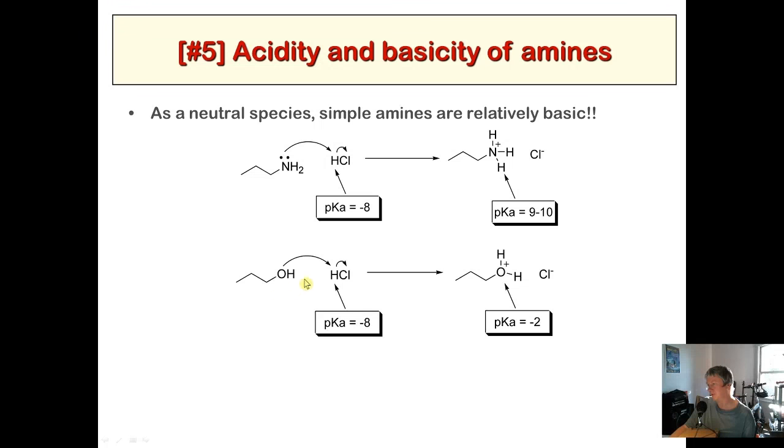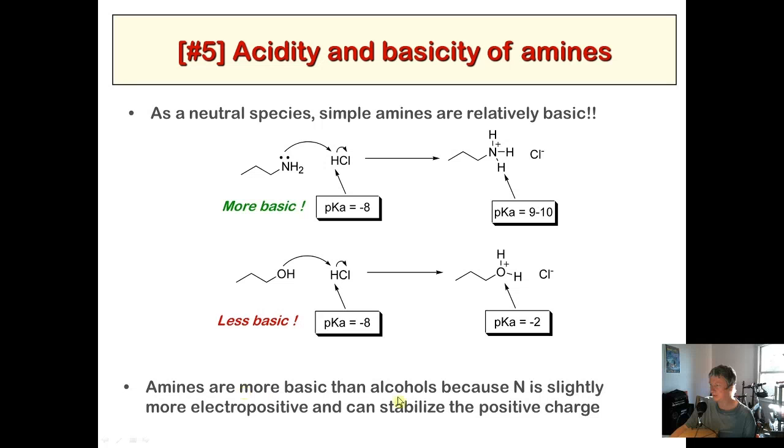And the way you know that is because you look at the pKa's. Of course, this pKa is 9 or 10. This is like 1 billion times less basic. So this reaction is not very favorable on the bottom. So that's why we say an amine is a little more basic than an alcohol. Based on the pKa's, it's like a billion times more basic, right? Amines are more basic than alcohols because nitrogen is slightly more electropositive and can stabilize the positive charge. It's a little left on the periodic table, and can stabilize the positive charge just a little bit more.